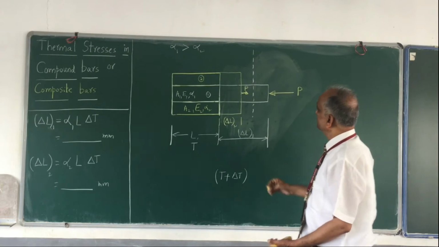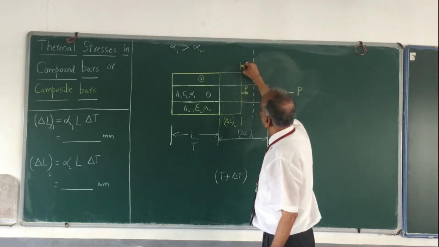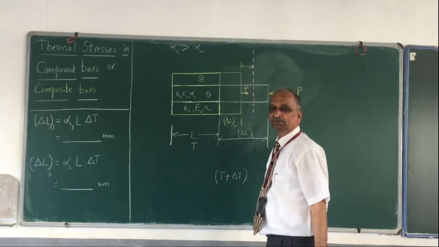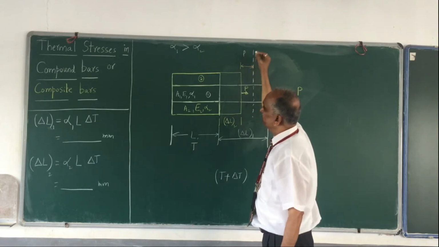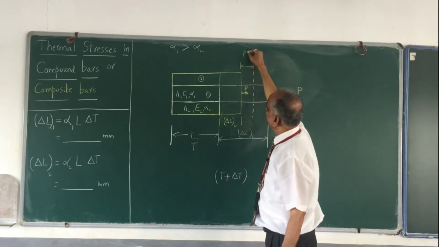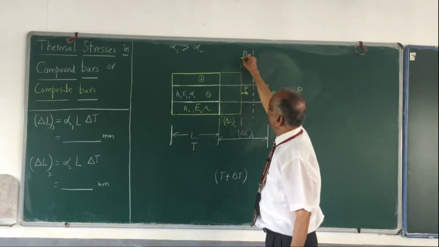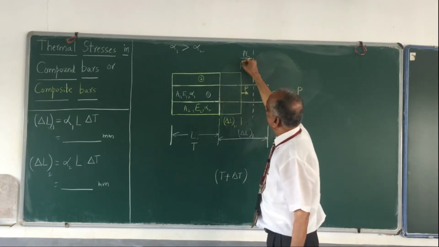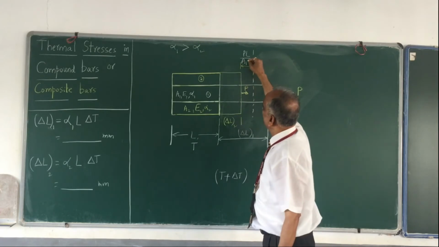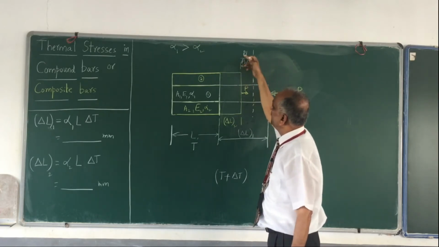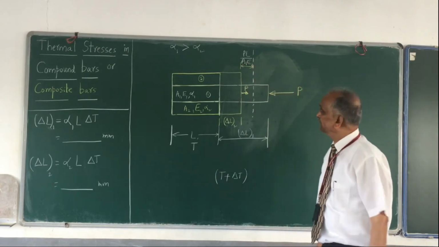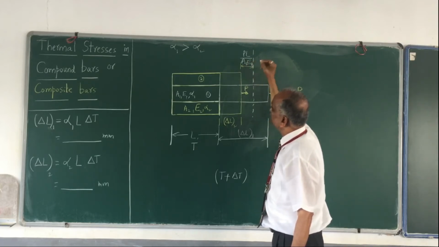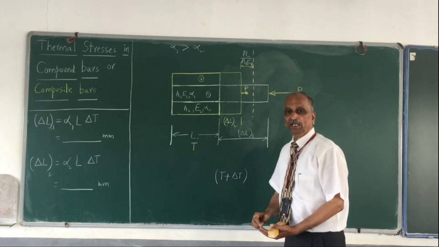Now, what is this portion? Can I write down how much this portion is? This is basically the extension because of the tensile force. This is nothing but P into length, where the length is L, divided by area. Area of what? This is the force acting on the outside bar, so it is A2, divided by Young's modulus of elasticity E2. PL divided by A2 E2.